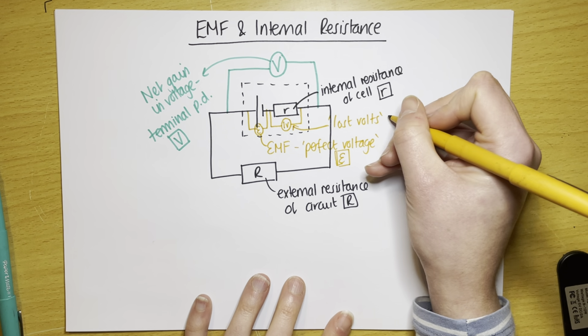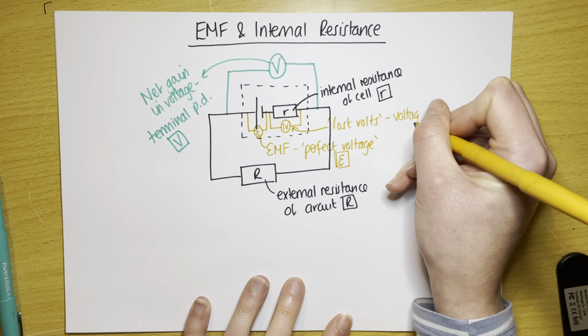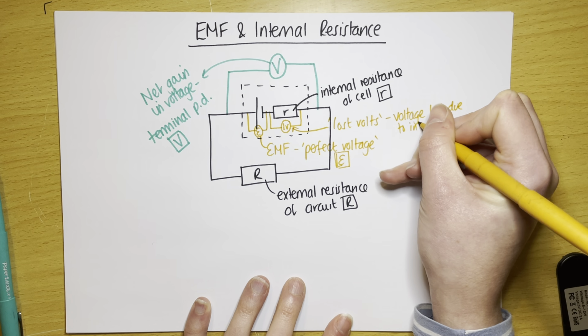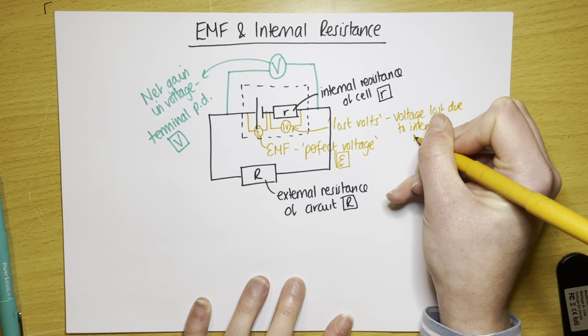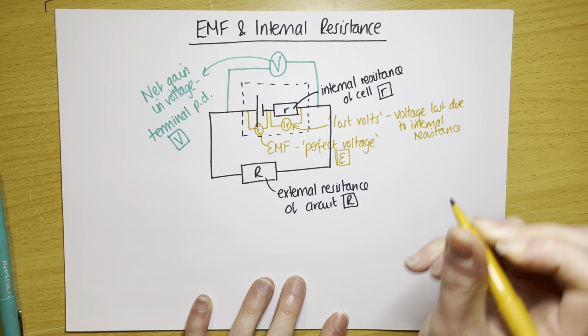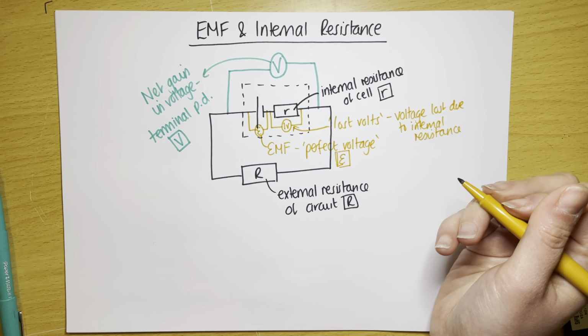Lost volts is the voltage lost due to the internal resistance of the cell. So it's how much energy is used up essentially getting through the cell. And it doesn't have a symbol.